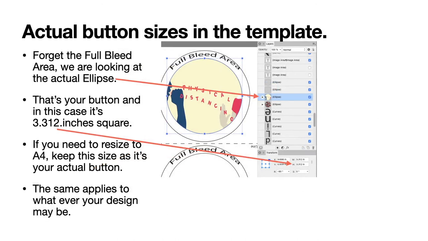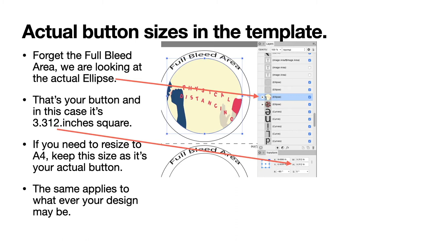The actual button size in the template, and this is important, forget the full bleed area, we're looking at the actual ellipse. That's your button in this case, and it's 3.312 inches square. If you need to resize to A4, keep that button size as it's your actual button. Because sometimes if you scale the paper, it scales everything in it. So make sure you know what you want on your document and what you don't.